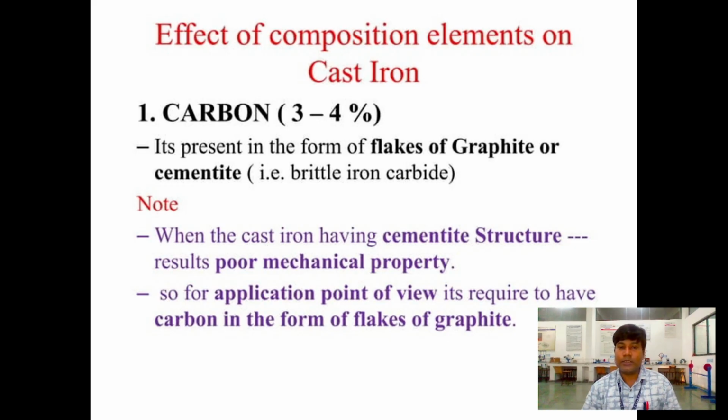So what is the important property of cast iron? It is a brittle material. We can also take an example: a KitKat. If we apply a force, it can easily break. So it is one of the examples if you want to consider. Now, when the cast iron has a cementite structure, it results in poor mechanical properties. So from an application point of view, it is required to have carbon in the form of flakes of graphite.